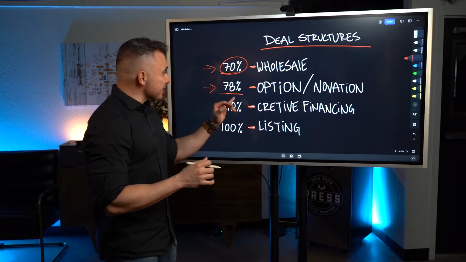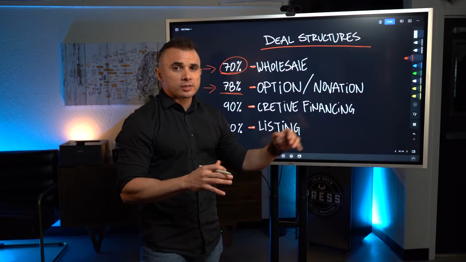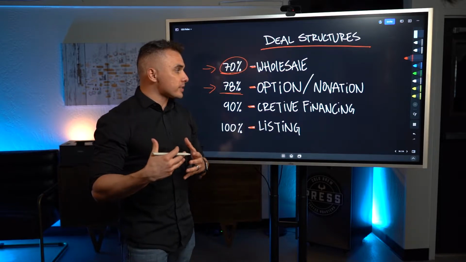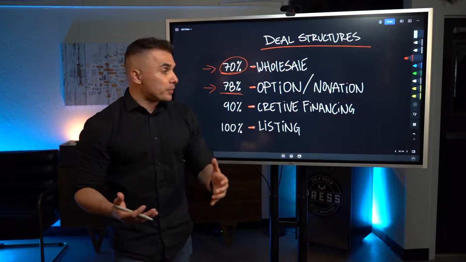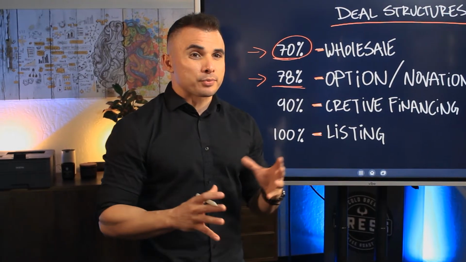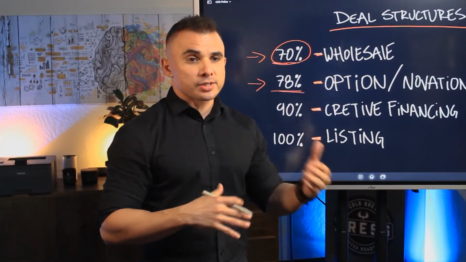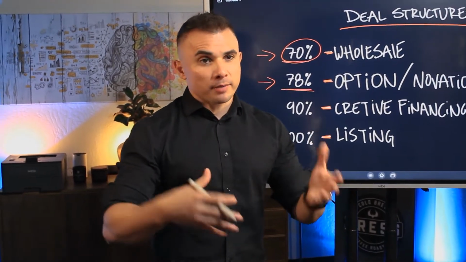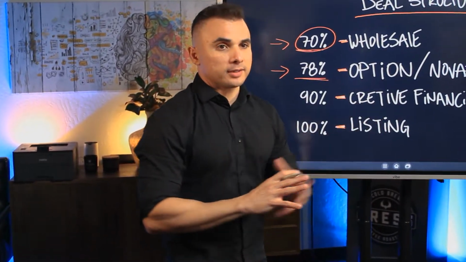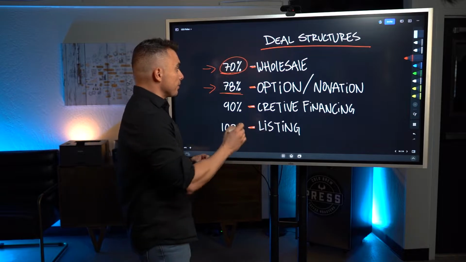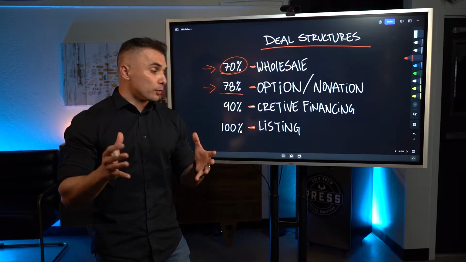Now, the same range kind of works with novations for what we've seen on our side. So you can novate a property. If you get it at 78%, there's still some room in there to make a profit if you come in, partner up with the sellers, and flip the property, right? Put it on the market. Novation is a whole different beast, right? But these are the first 2 deal structures that we work on.